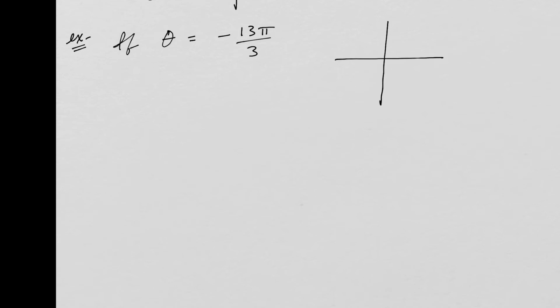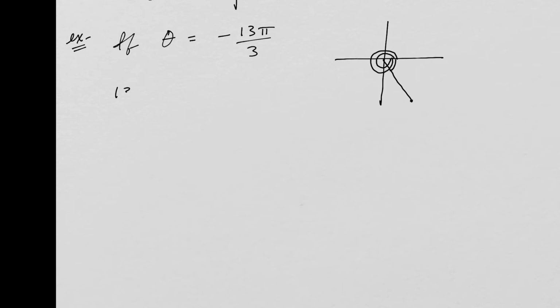So let me show you this first. It's negative, right? So it's going clockwise. If I go once around, that's going to be 2 pi, but that's like 6/3 pi. Then if I do another time around, that's like 12/3 pi. And it looks like I'm doing another like 1/3 pi. So it looks like I'm going to be in that fourth quadrant. But let's figure this out.